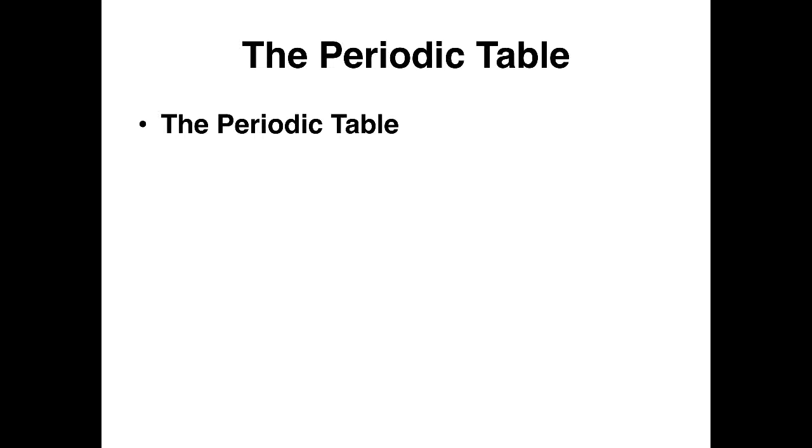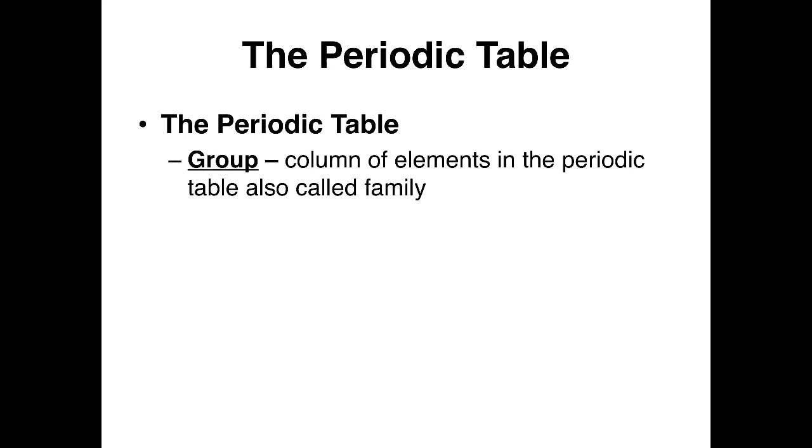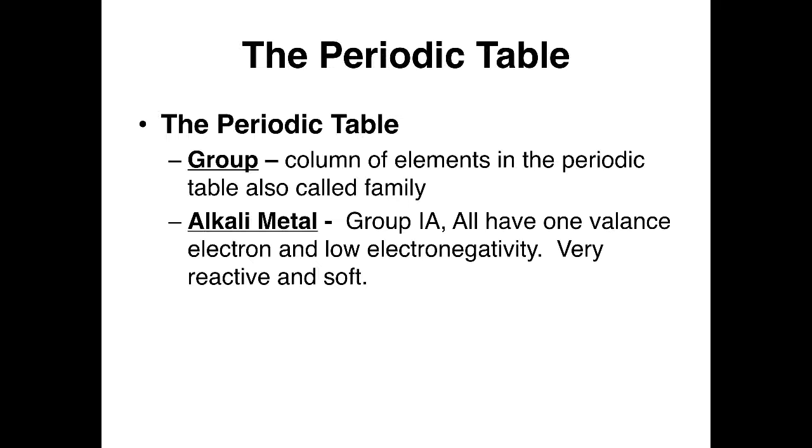Another way to group or to look at classes is to put them in columns known as groups. These columns are also sometimes called families of elements. For example, the first column on the left of your periodic table has a 1A at the top of the column. This is called the alkali metal group. They all have one valence electron. That valence electron is easily lost. The metals tend to be very reactive and soft.